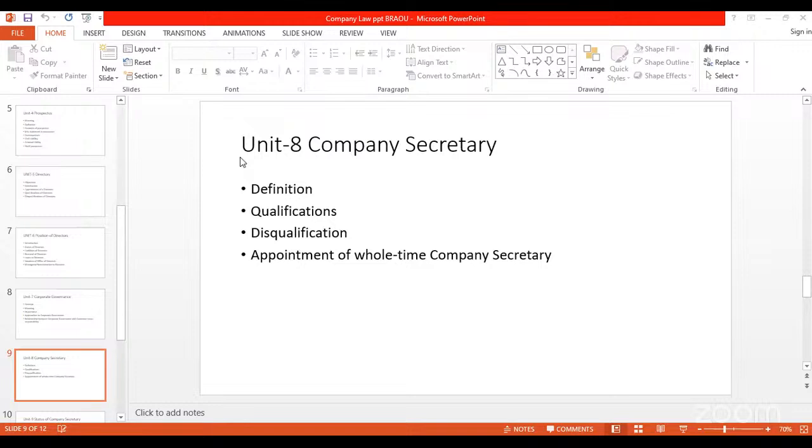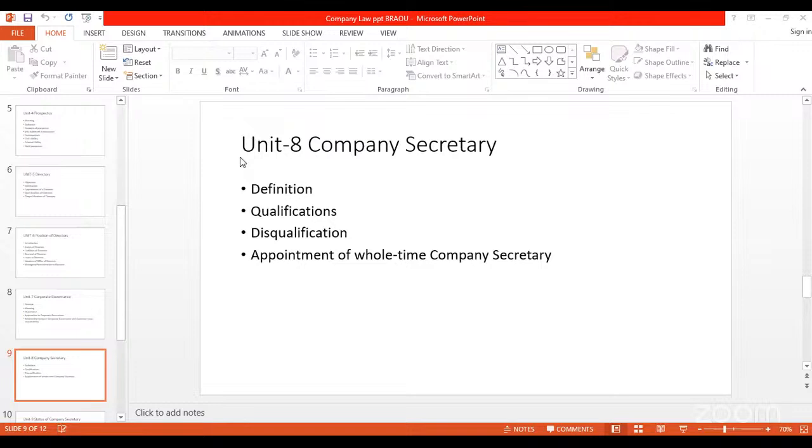So a person is disqualified from being appointed. There are certain points to be noted. The first thing is a person is of unsound mind. That is, he is not stable. Then a person who is adjudged as insolvent or bankrupt, which is similar to the disqualification of directors, which we have discussed in the previous class. So the next one is a person convicted by a court of law for any offense, again the same one.